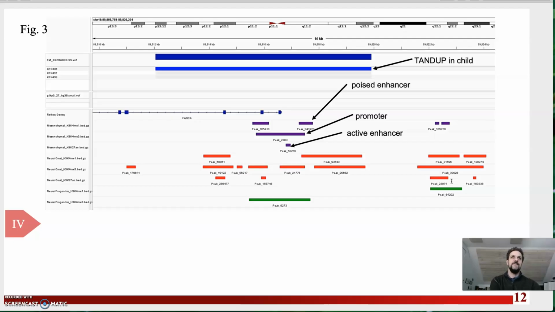It's going to actually classify this tandem duplication as regulatory. If those histone modifications or transcription factors weren't present, then this would still potentially be affecting the FANCA gene. So this is kind of what we're looking at. This is just one of the samples, KFN 436. You can also see this structural variation is only in the child KFN 436, and it's not in the parents 437 and 438.